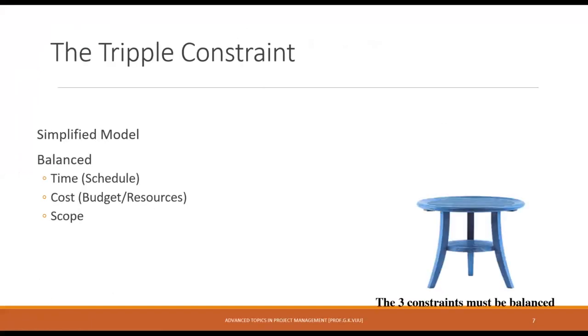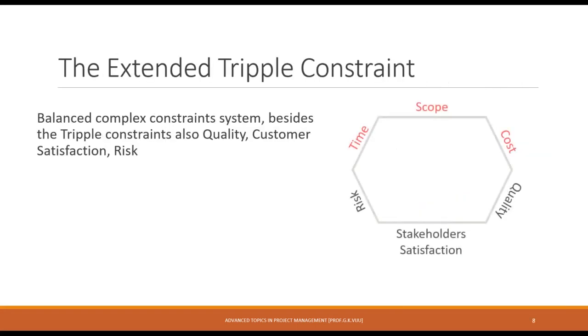The triple constraints. In the simplified model, the three constraints must be balanced: time or schedule, cost, budget or resources, and scope. And these triple constraints, again updated, become the extended triple constraints. It's also added with quality, stakeholder satisfaction, and risk.